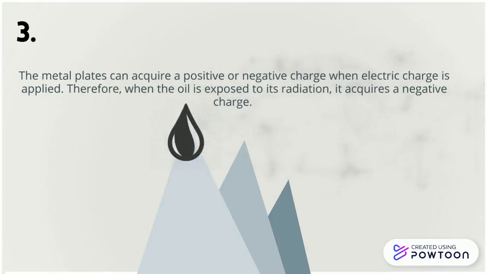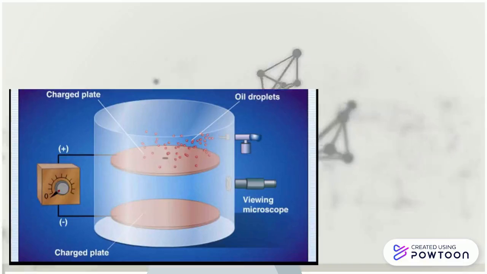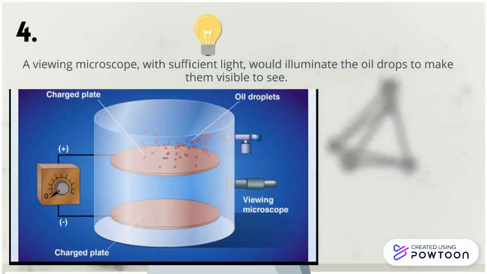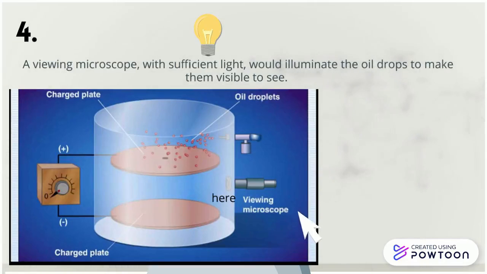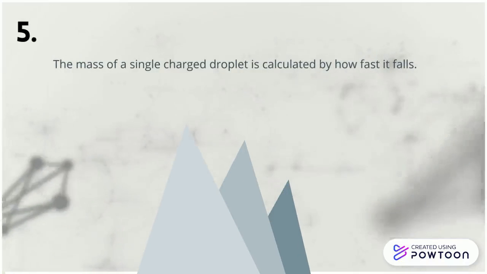Therefore, when the oil is exposed to radiation, it acquires a negative charge. A viewing microscope with sufficient light would illuminate the oil drops to make them visible to the human eye. The mass of a single charged droplet is calculated by how far it falls.